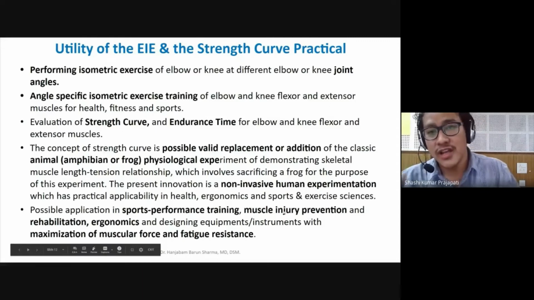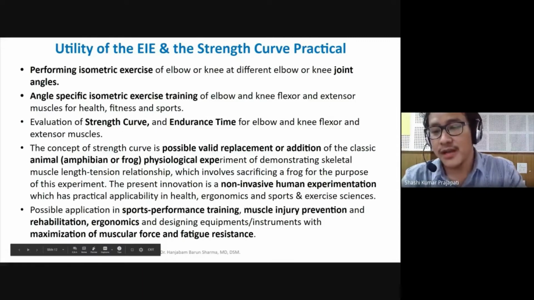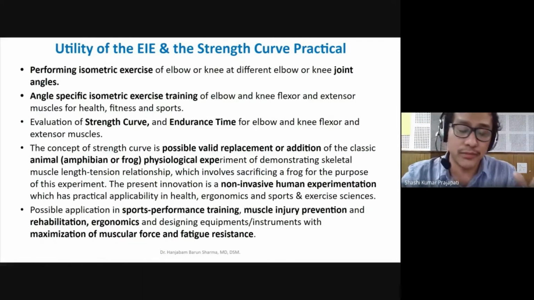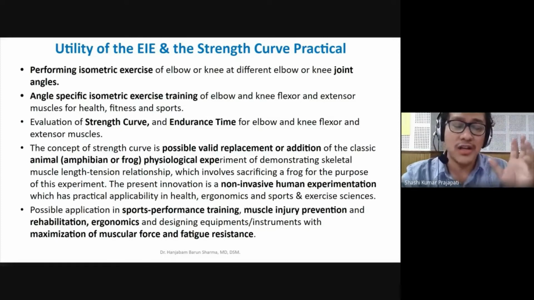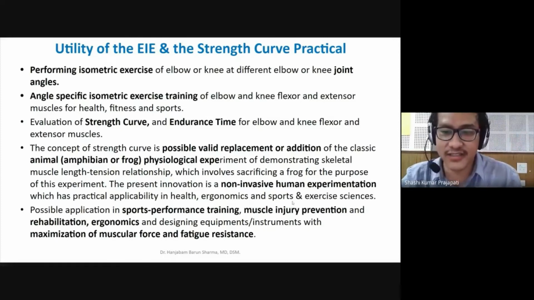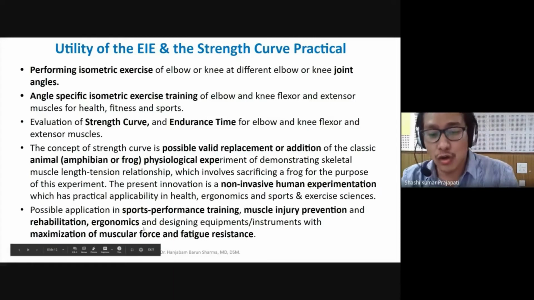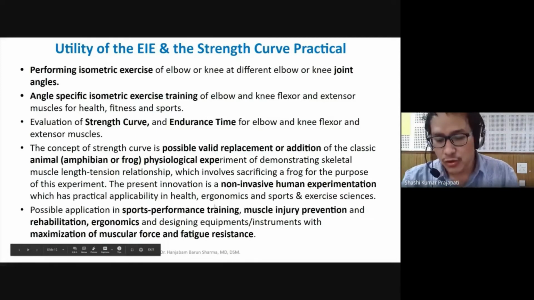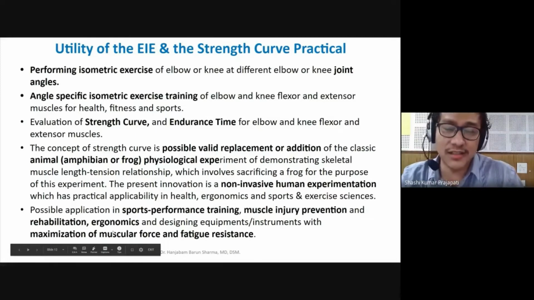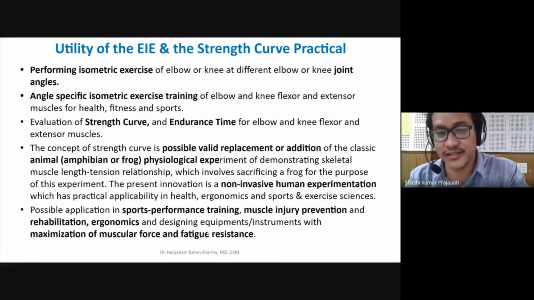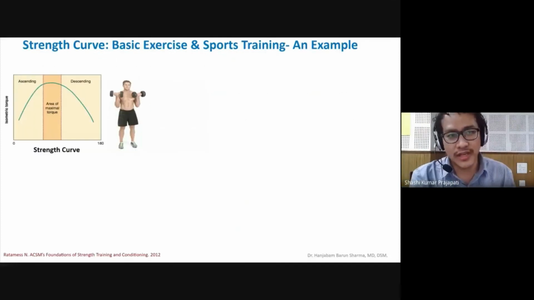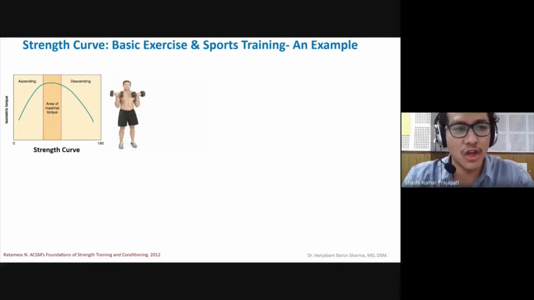Like we already know, at a particular angle the force of that muscle is maximum, or the endurance time is maximum, where the fatigue resistance is there. So by knowing all these things, we can do injury prevention as well as rehabilitation, and also design new equipment like ergonomics equipment, for optimizing the output of muscular force as well as fatigue resistance. So I just want to give some basic examples which we can show to the undergraduate as well as postgraduate students.